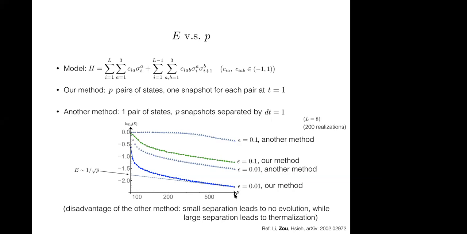And furthermore, in the limit where we use a lot of pairs of states, the reconstruction error scales as 1 over square root of p, as we analytically understood.